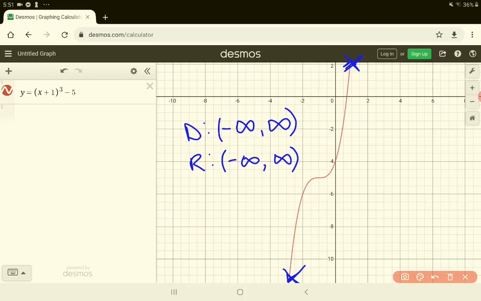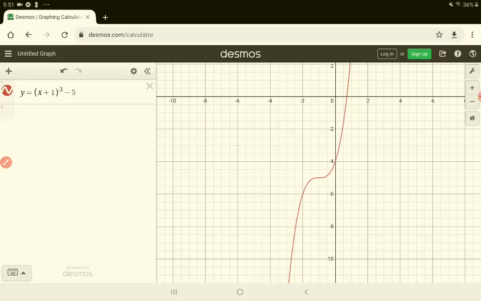So if they don't give you a picture, go to Desmos and imagine you had arrows on the end. Look at the picture and give me your domain and your range. Okay? All right, and that is the end of our video.